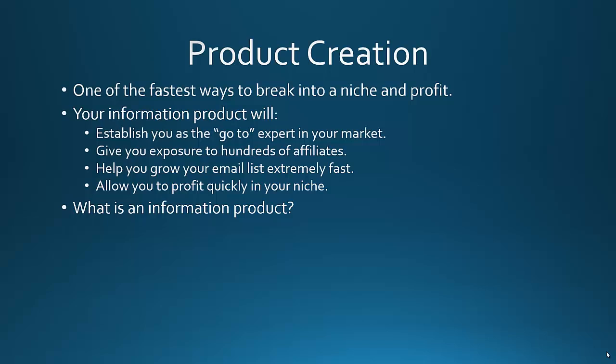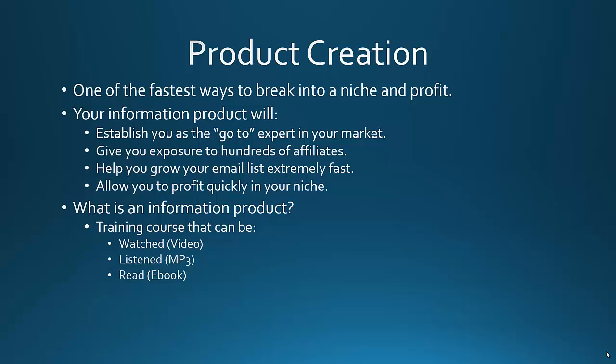So what is an information product? It's a training course that can be watched, that would be a video, listened to in MP3 audio, or read, that would be in the case of an ebook, or it's a combination of all three of these things. Typically, it's gone through on one's computer or mobile device. So it's something that they can digest on their own. It's a product that can be digested digitally, meaning they don't have to print it out. They don't have to have a physical book.